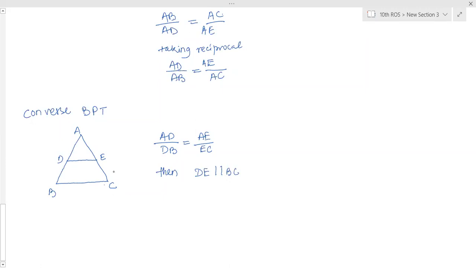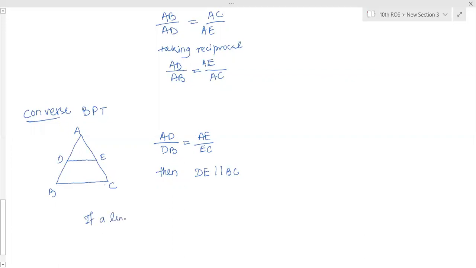The reverse case. First case, it was known DE and BC are parallel, then the ratios you have shown equal. Now, converse means the reverse part. So, reverse part is what? If the ratios are given equal, then we can say this line is parallel to the third side. If a line inside a triangle divides the two sides in equal ratio, then that line is always parallel to the third side. This is converse.